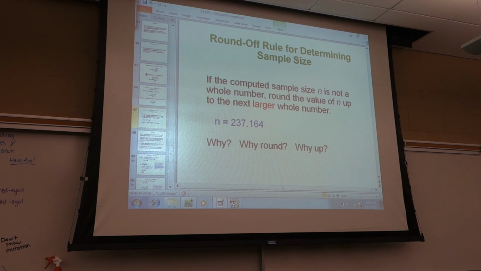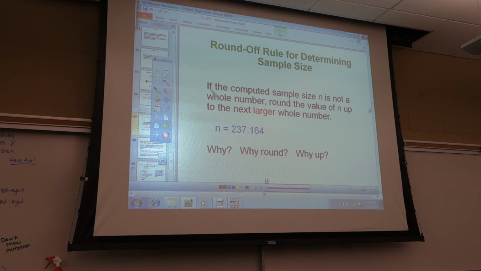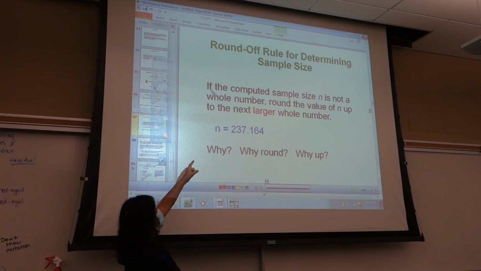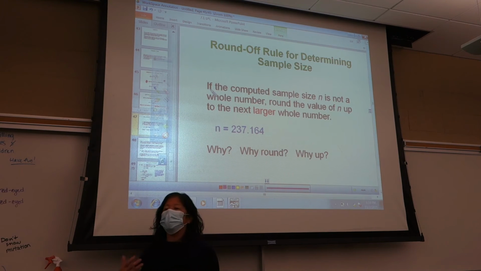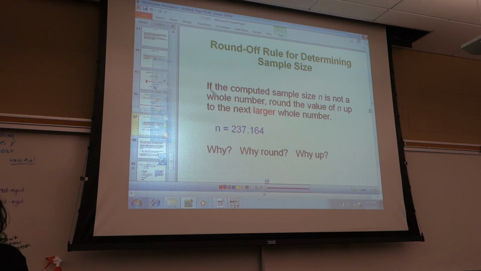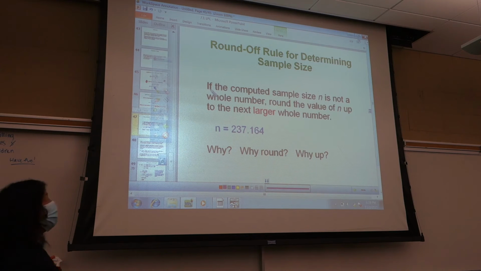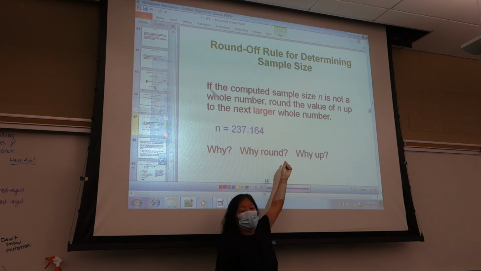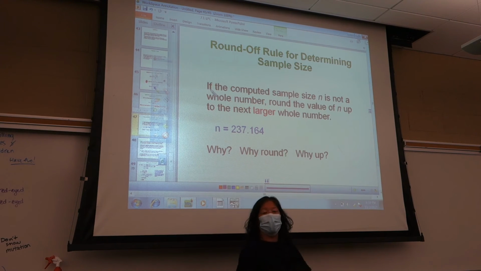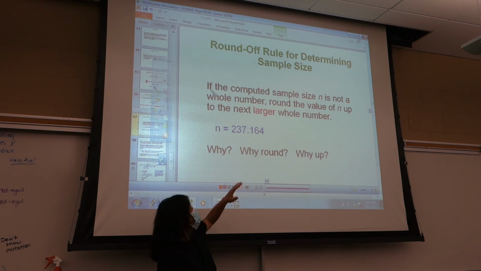Okay, another quick question is the rounding rule. Say I find my n, and my n is 237.164. First question: why do I need to round? Destiny, why do I round? Because you can't have 237.164 people. Right. I can't have 0.164 of a person. What am I going to do, 237 people plus an arm? You can't do that. So first of all, that's why you have to round off.